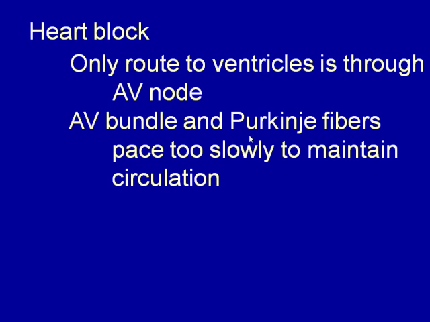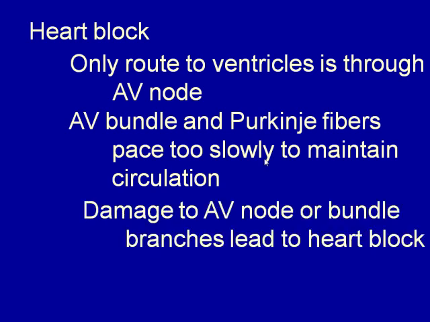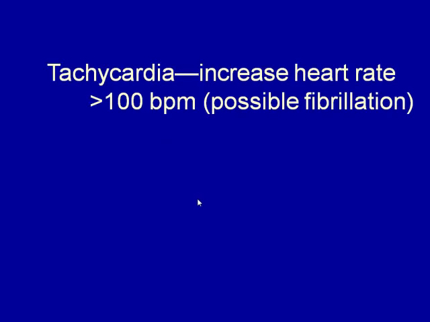And one of the things that happens when blood flows too slowly in your body is it begins to clot. So damage to the AV node or to the bundle branches can lead to what's called heart block. When this happens, typically you need a pacemaker. Tachycardia is a condition where your heart at rest is over 100 beats per minute. The faster your heart beats, the more likely you are for it to go into fibrillation.